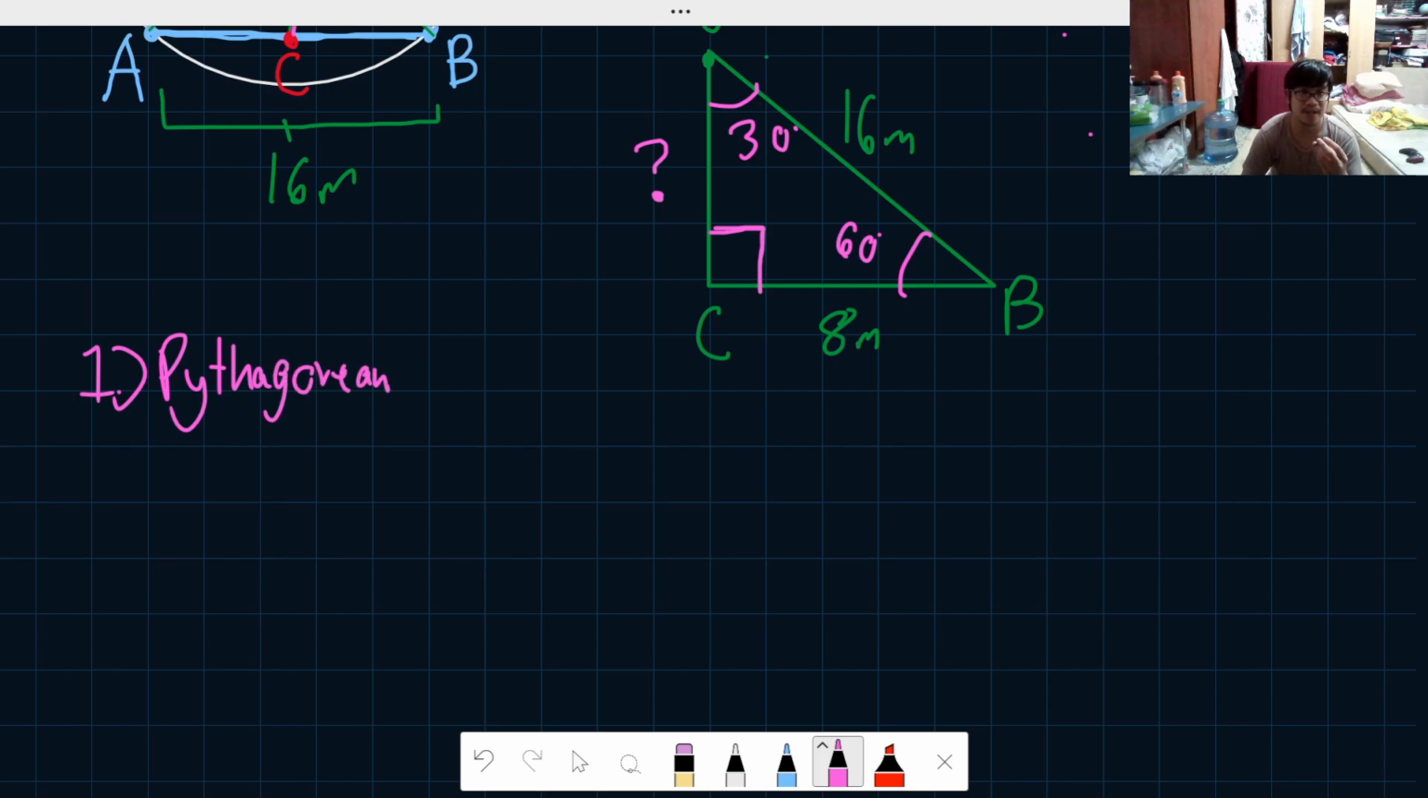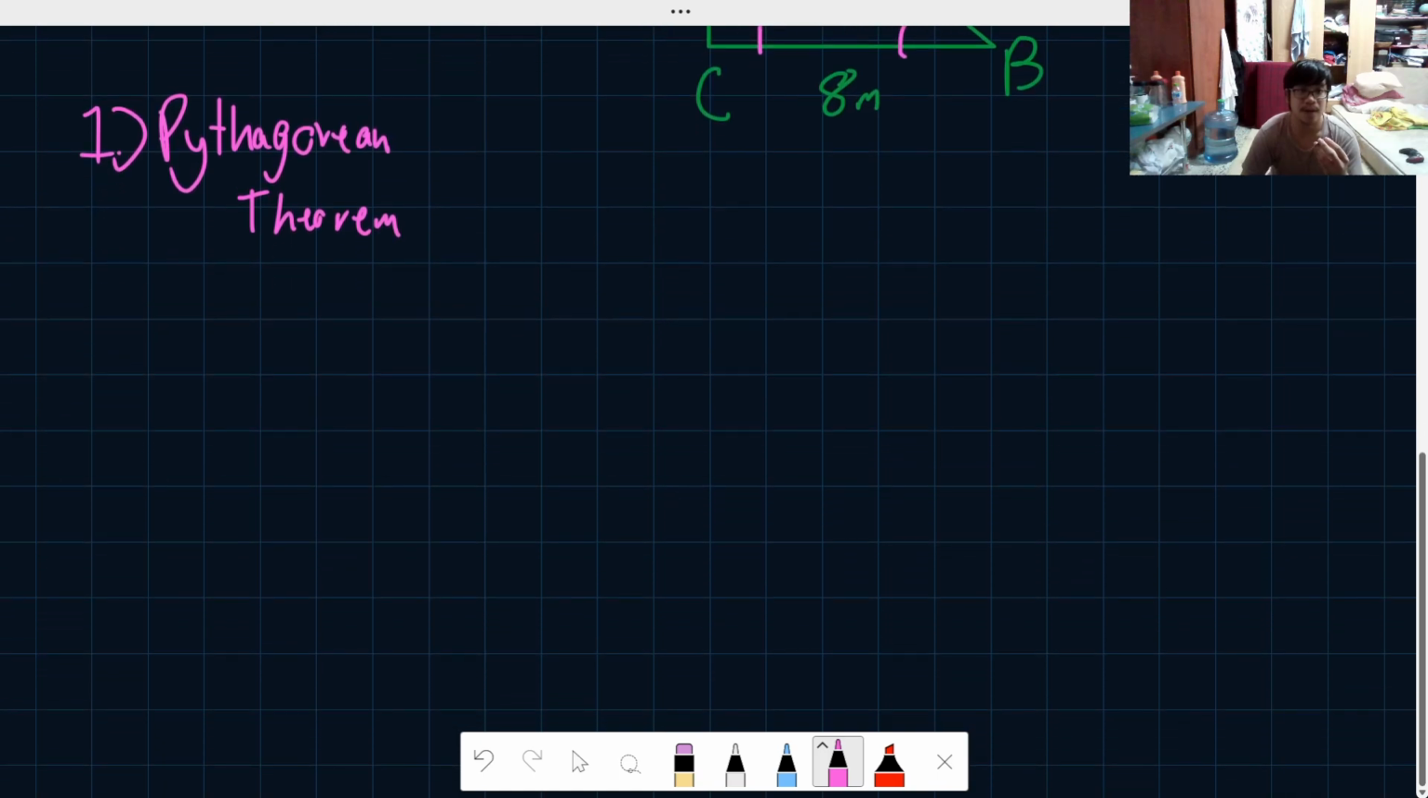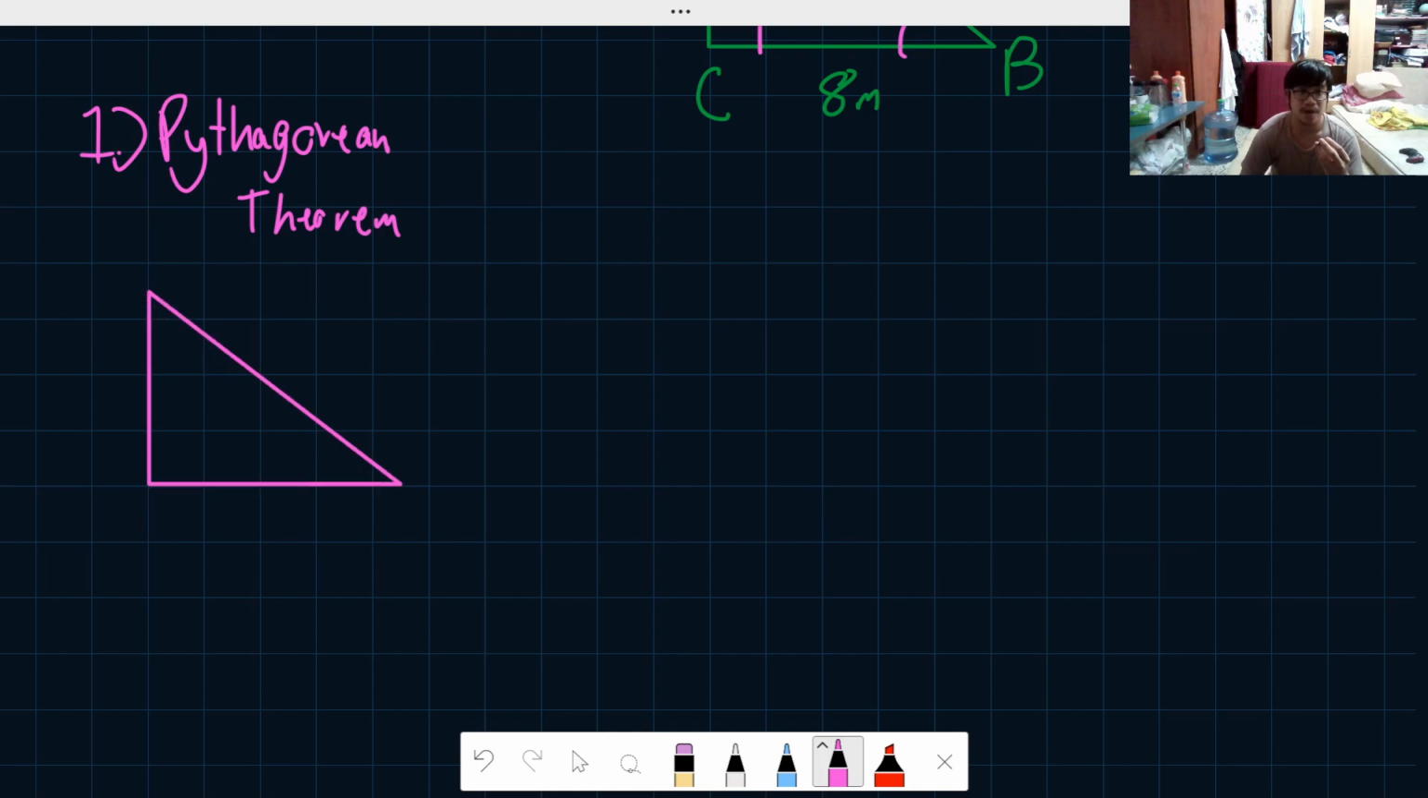All right, let's recall the Pythagorean theorem. In a given right triangle like this, let A be the vertical side, B the base, and C the hypotenuse, which is the longest side of the right triangle. The sum of the squares of the legs, A squared plus B squared, is equal to the square of the hypotenuse, C squared.